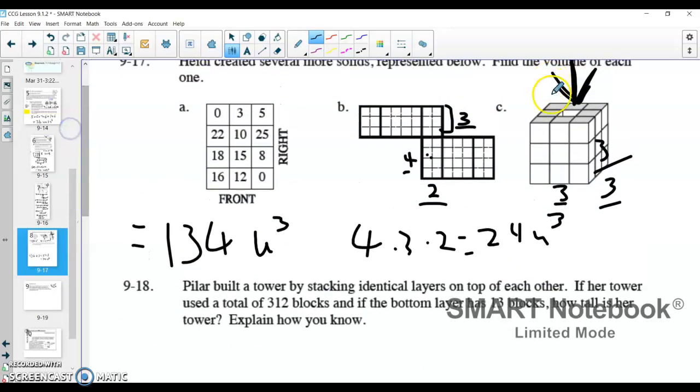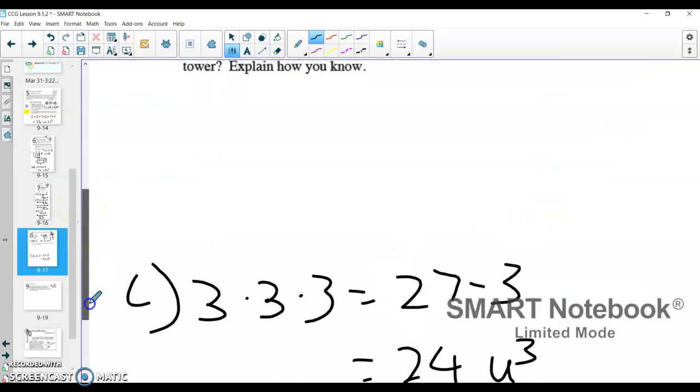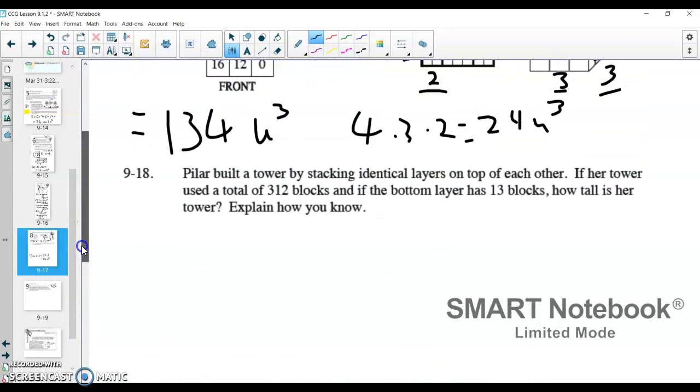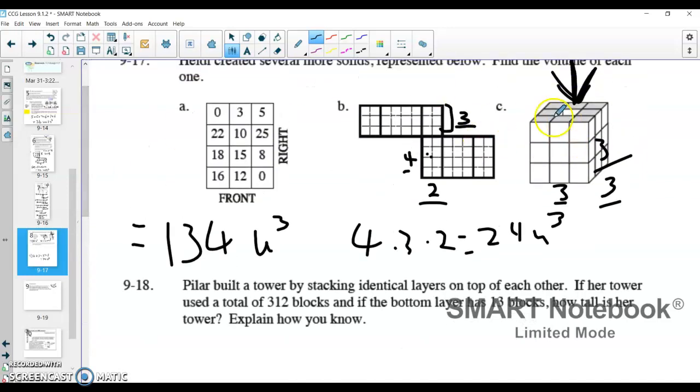Another way we could have found volume is we could have really just counted the cubes. We could have said 1, 2, 3, 4, 5, 6, 7, 8, and we could have said, well, that's 8 cubes in that first layer. There's 3 layers, and so we'll just multiply it by 3. Either way would have worked. We would have got 24 units cubed. And that one's nice because we have the blocks and can count them. Sometimes we cannot count them.